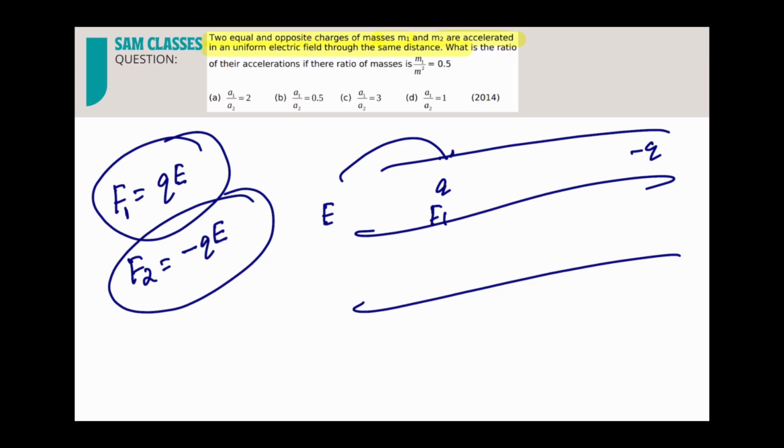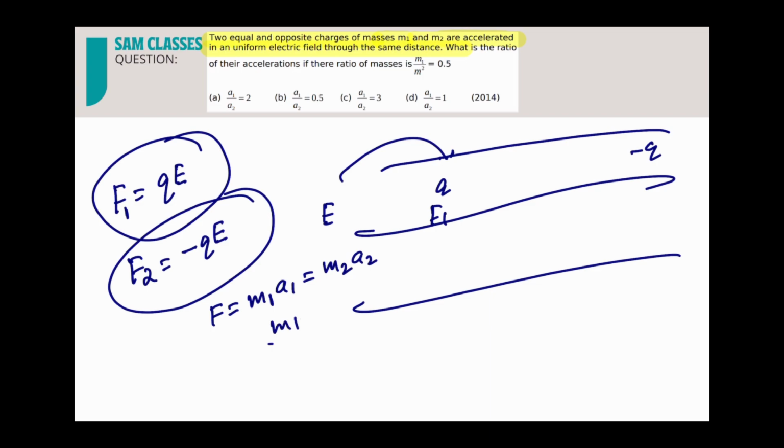If you see both, the magnitude value is QE and QE. Yeah. Now the direction is different, correct? Because we have a minus sign for the negative one. So we'll set that aside, as we are not concerned much with the direction as of now. So both the forces are same. So can I say that force is equal to mass into acceleration? So m1a1 is equal to m2a2. Both the forces are same.